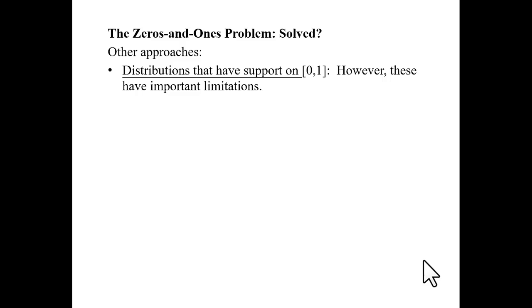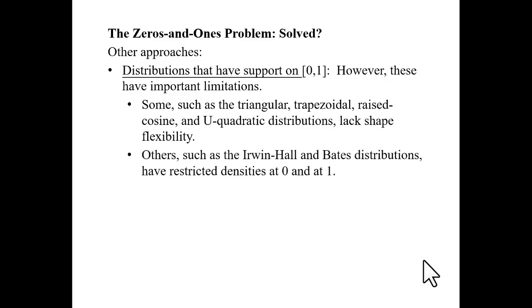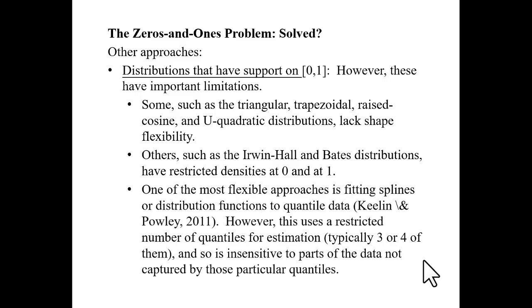Well, what about the distributions that are available that have support on the compact interval? These have important limitations too. Some of them simply lack sufficient shape flexibility. Others have restricted densities at 0 and at 1, so they're not flexible enough about the limiting densities. One of the most flexible approaches is fitting splines, or distribution functions, to quantile data. But these use a restricted number of quantiles for estimating these things, typically 3 or 4 of them. And so it's not sensitive to all parts of the data, particularly the ones that are not captured by those particular quantiles.